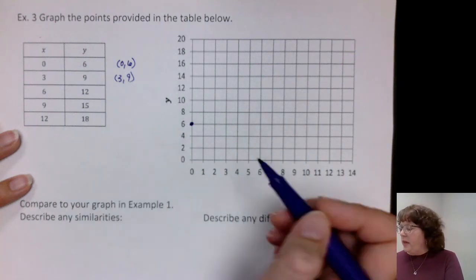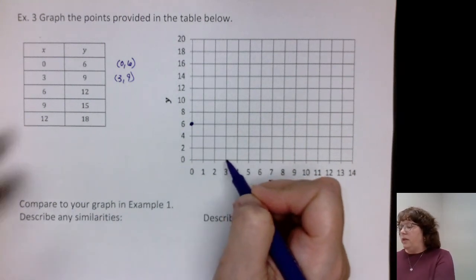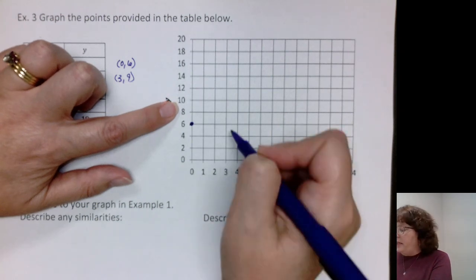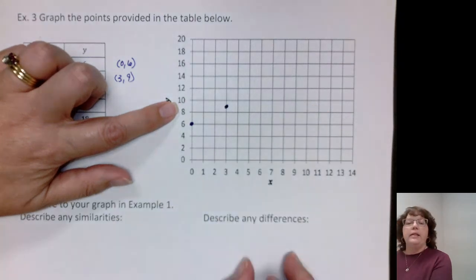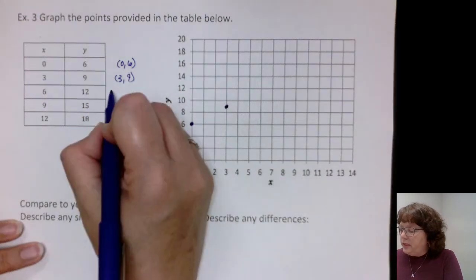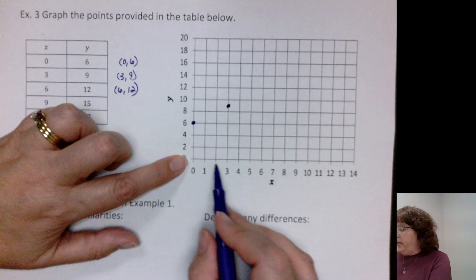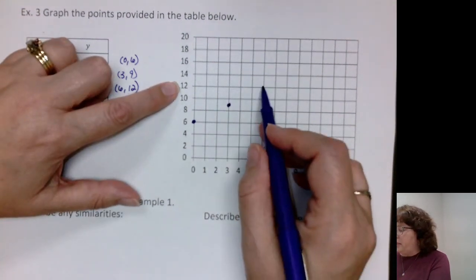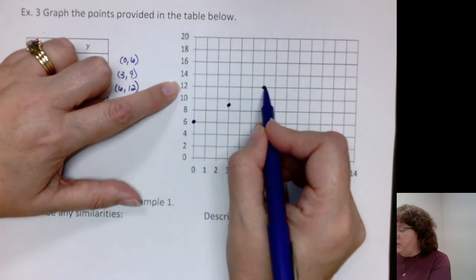All right, so if I count to the right 3 and I'm going to go up 9, well, 9 falls in between 8 and 10, doesn't it? So that means I need to go up to halfway in between 8 and 10. So there's 3, 9. Okay, so then 6, 12. I'm going to go right 6 and up to 12, which is right here, which lines up with that 12.